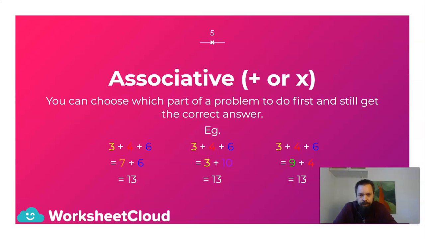In the second one, I left the 3 alone, and I did the 4 plus 6. So red and blue make purple. That purple's a little bit dark. I hope you can see it. And then 3 plus 10 gives you 13. And finally, on the right-hand side, what I did was I added the yellow 3 and the blue 6 to give me a green 9. And I left the 4 alone, and I added that afterwards, and I got the same answer. So you can choose which part you want to do first, when it's all plus or when it's all times. It will still give you the same answer.